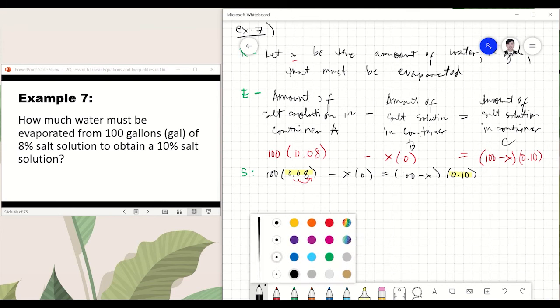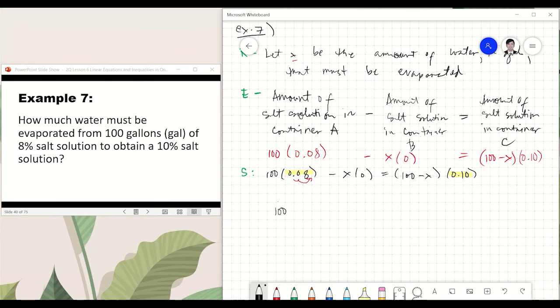Okay, isusulat ko ulit ha. So, 100. Gusto natin maging whole number yung 0.08. But, we need to move the decimal point 2 times going to the right. Yung 0.10 naman, same din. We need to move it twice going to the right. So, magiging 10 na lang yan. Pero, paano natin magagawa yan na mag-move yung decimal point?